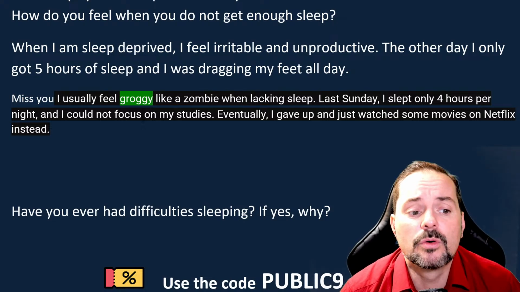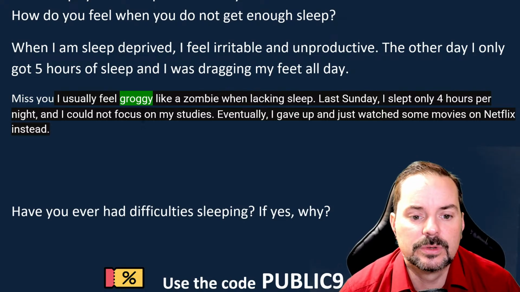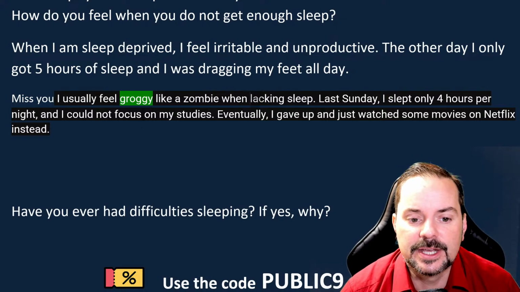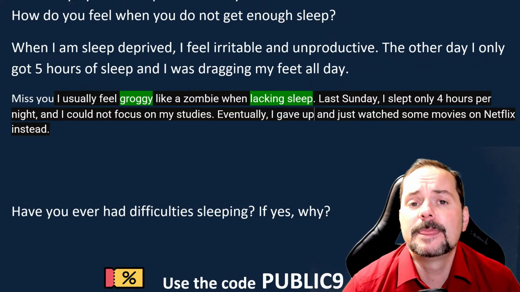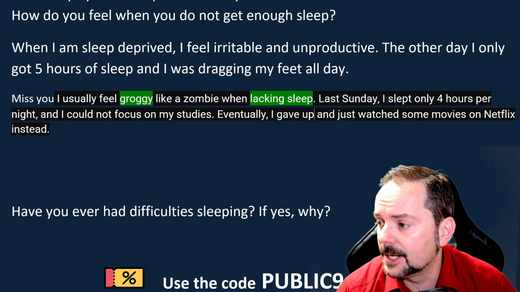Okay, so groggy, another nice word for you. Lacking sleep, also a nice combination of words here. Nice phrasing. Okay, the examiners are marking all of that, everybody.